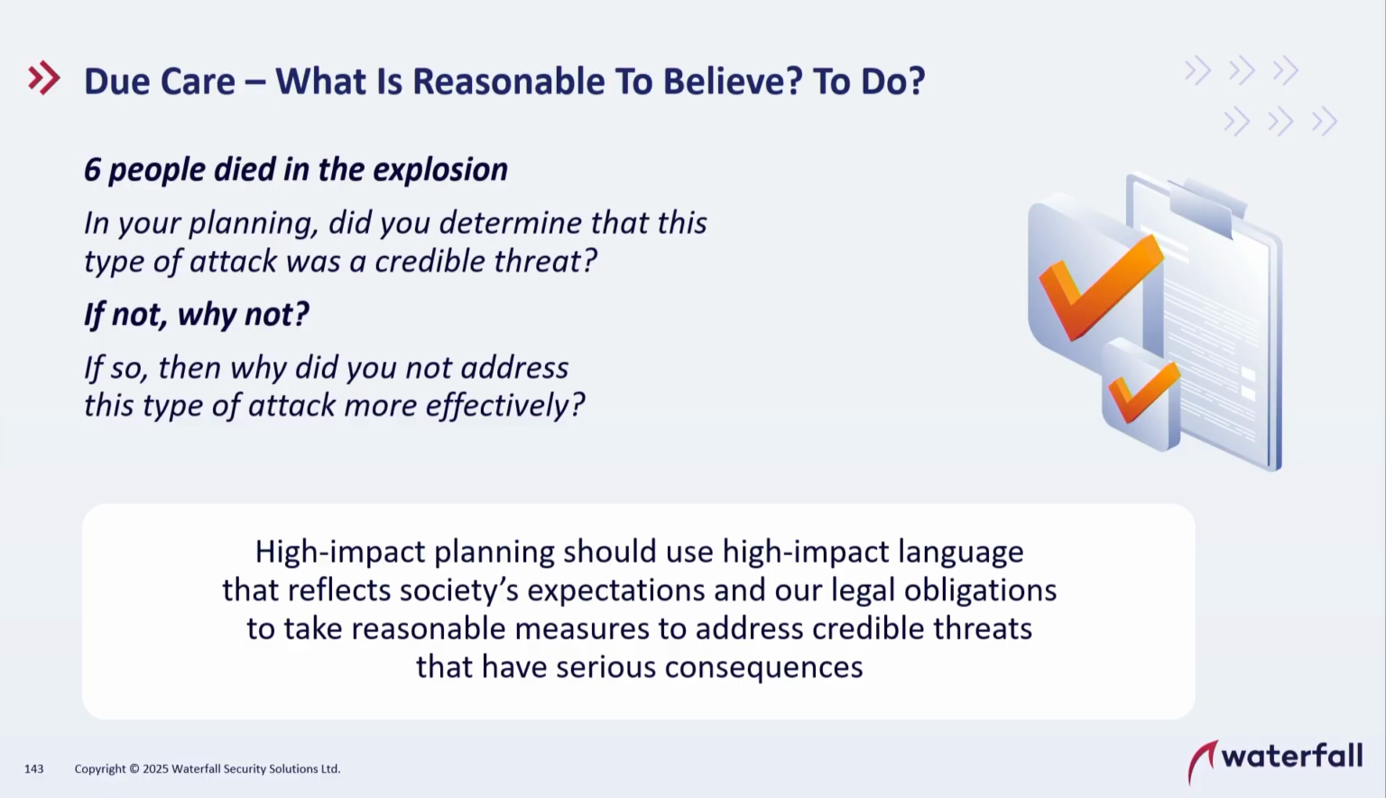Or would they lean forward again and go, "You idiot, what were you thinking?" That's a clue. We have a legal obligation to make reasonable decisions. The language we use in the standards and the guidance should use the language of societal expectation for high-impact decisions. We should use high-impact language. We can all figure out the easy stuff. Use the high-impact language to help us all make reasonable decisions to address credible threats with serious consequences.